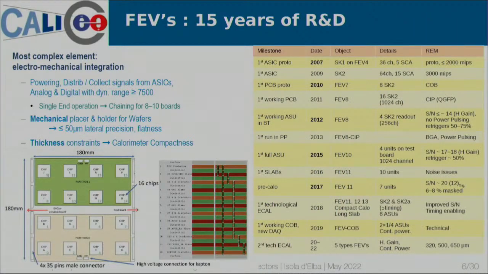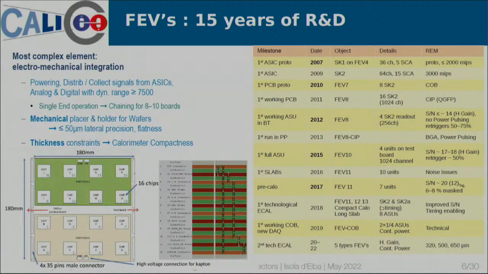So we want to integrate 16 of those chips into our boards, and that's a long way to go there because we have many issues. The first one is that you have to put all the signals from one board to the next, and that's of the order of 140 signals going there. But and operate the chip with enough stability.